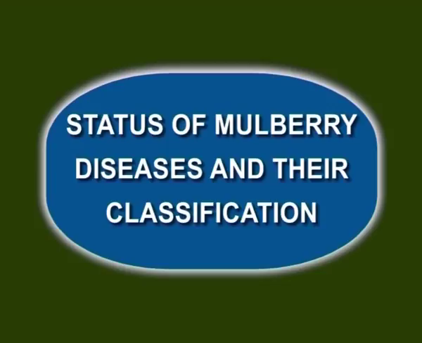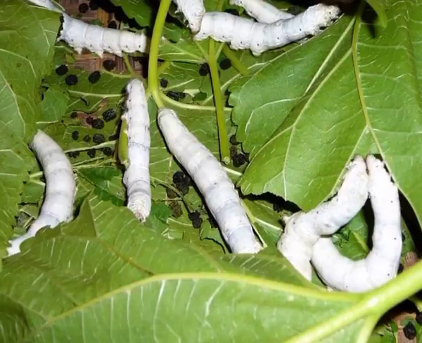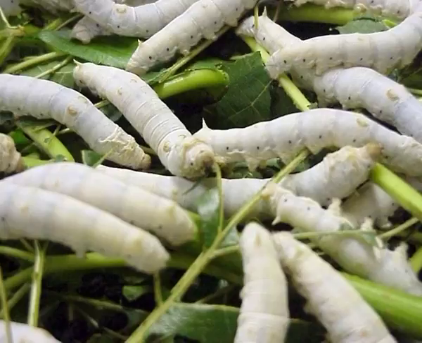Dear students, in today's lecture, let us know about status of mulberry diseases and their classification. Mulberry, Morus species, the sole food plant of silkworm, Bombyx mori, is cultivated in both tropical and temperate countries under a wide range of ecological conditions.